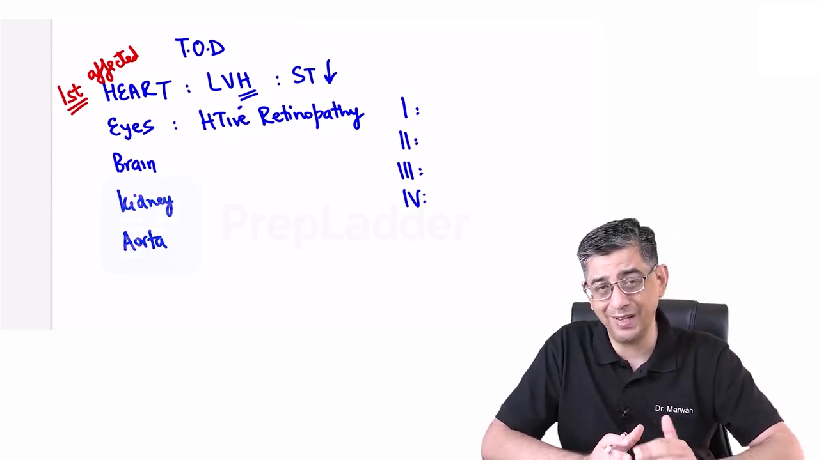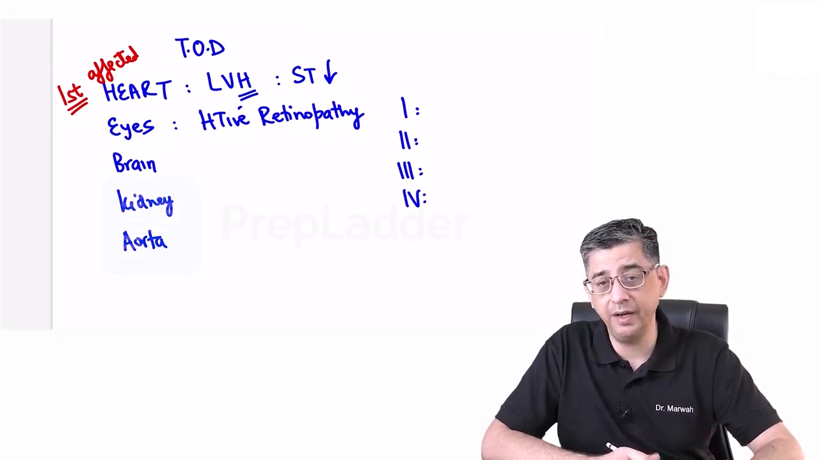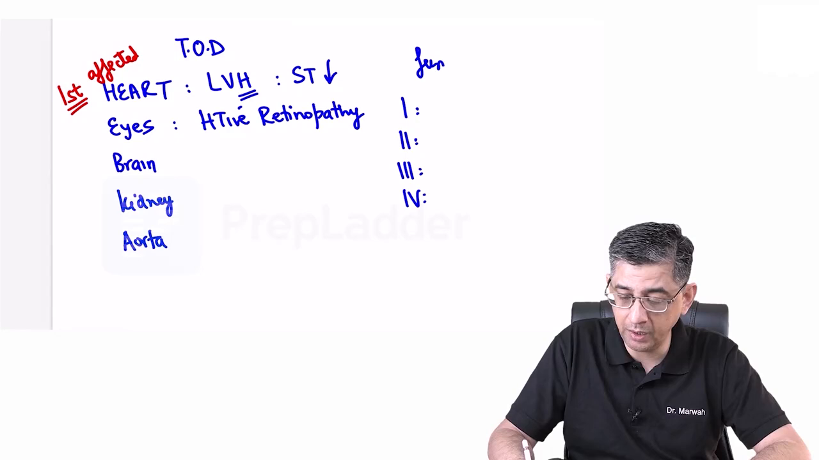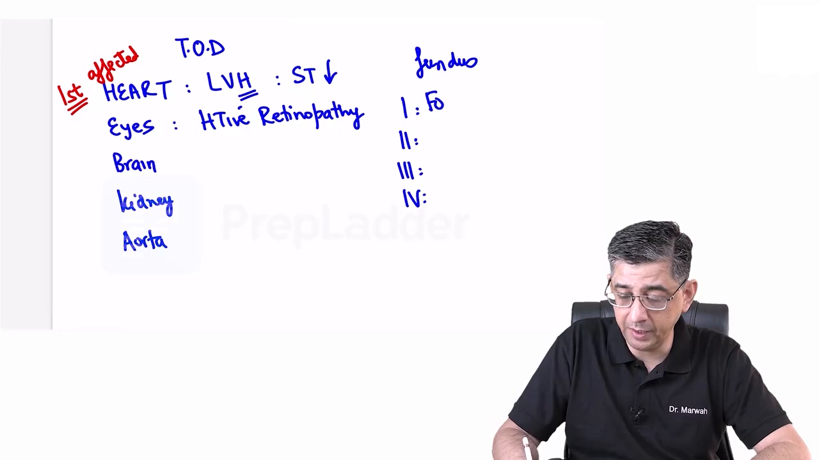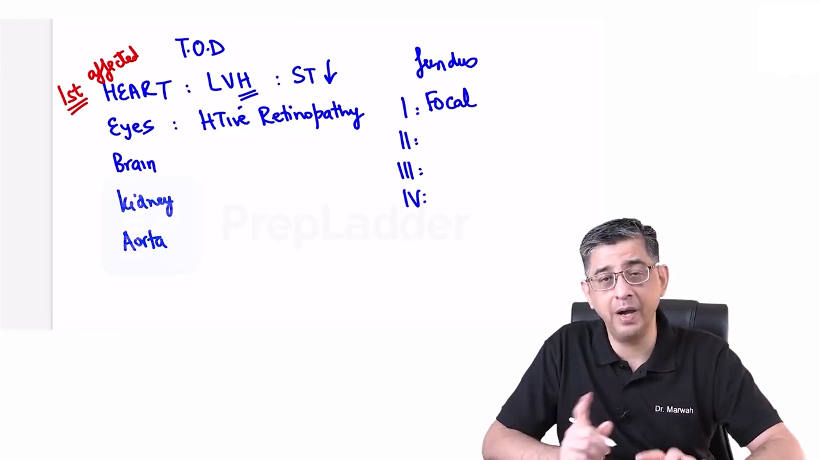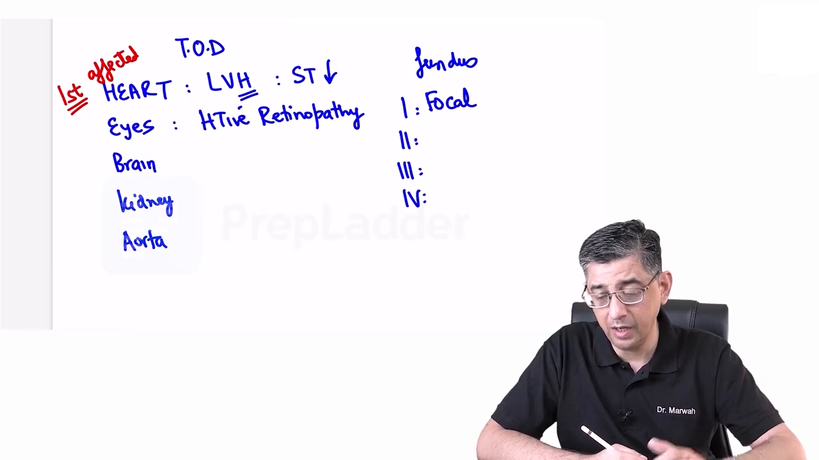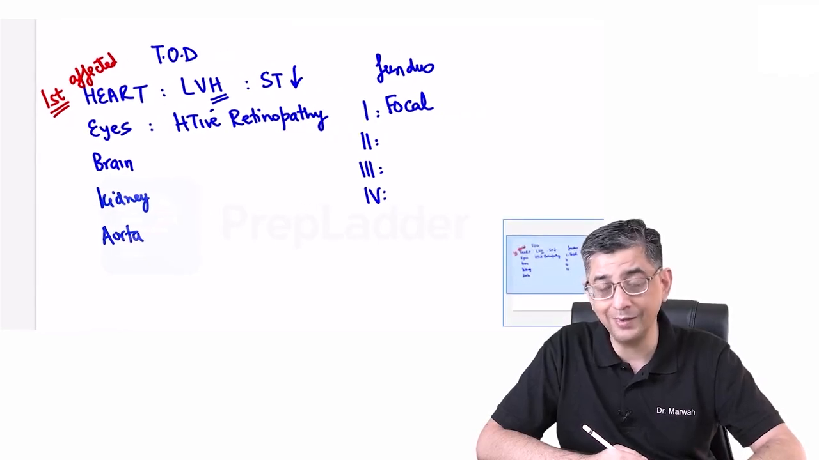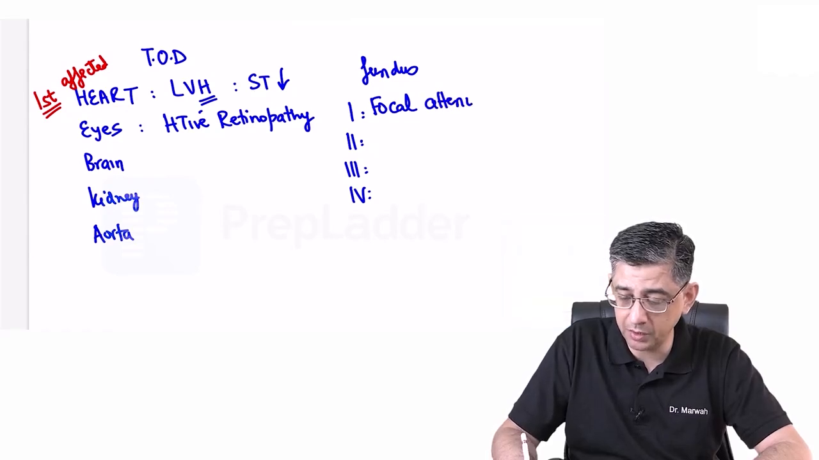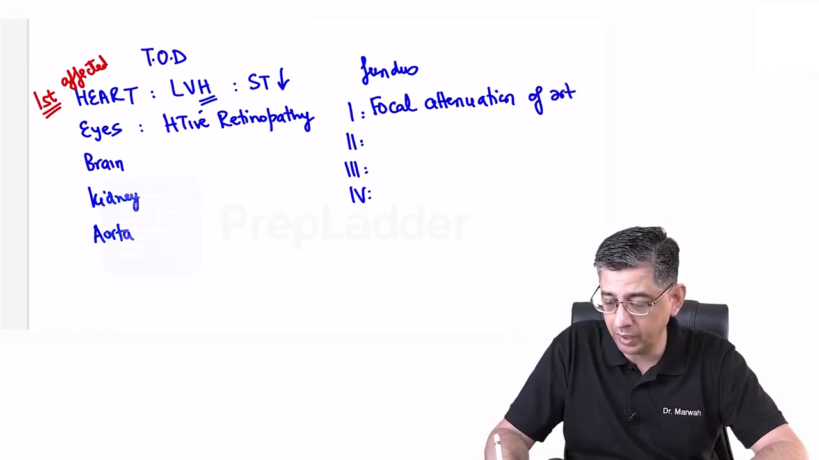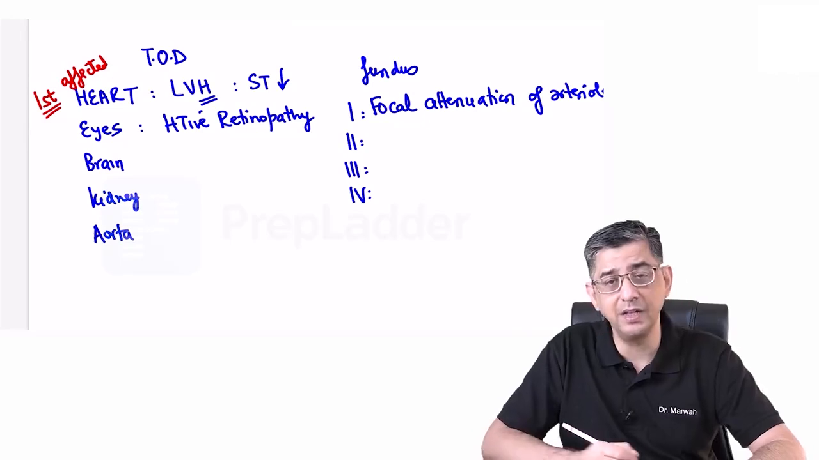The question will say, what is the earliest fundus finding that you will encounter in a patient of hypertensive retinopathy? The earliest finding, like in diabetes mellitus where we have microaneurysm formation, here would rather be narrowing of the arterioles. So focal attenuation of arterioles is the earliest fundus finding that you encounter in patients having hypertensive retinopathy.